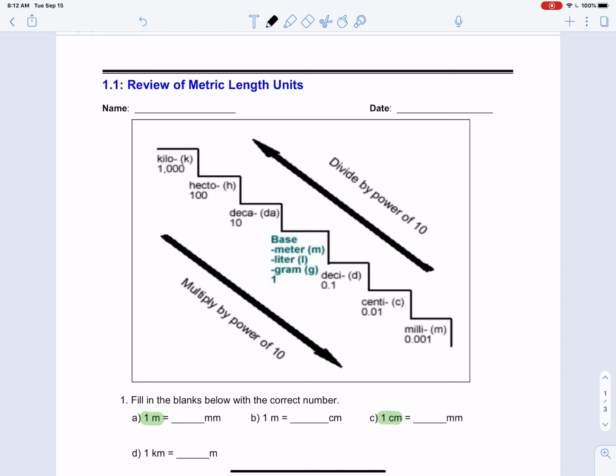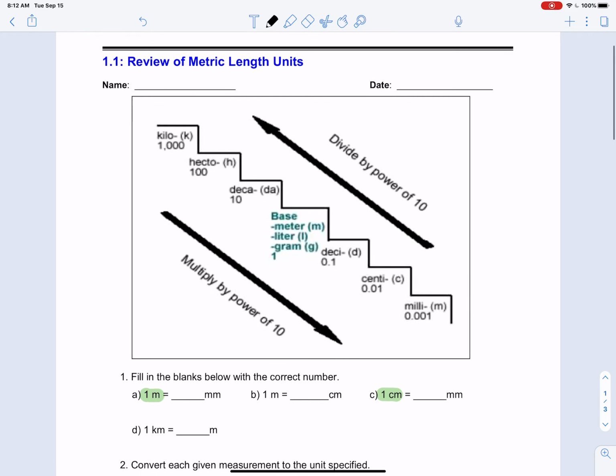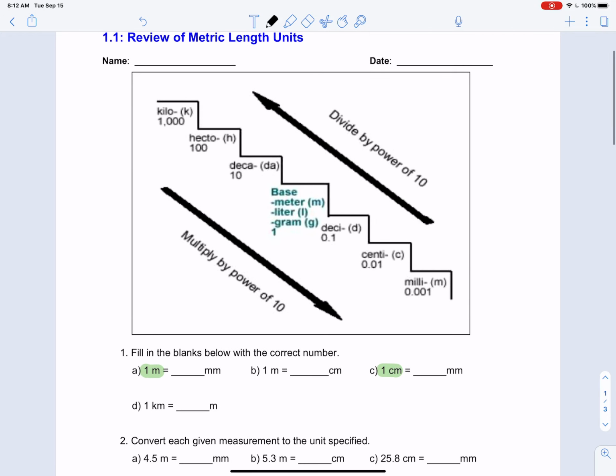Okay, so for our first lesson, we're going to be talking about the metric system. The metric system is a unit of measurement used in most countries, and our main focus for using this metric system will be using this staircase that you see here. So you have some base units of measurement you've heard of before.